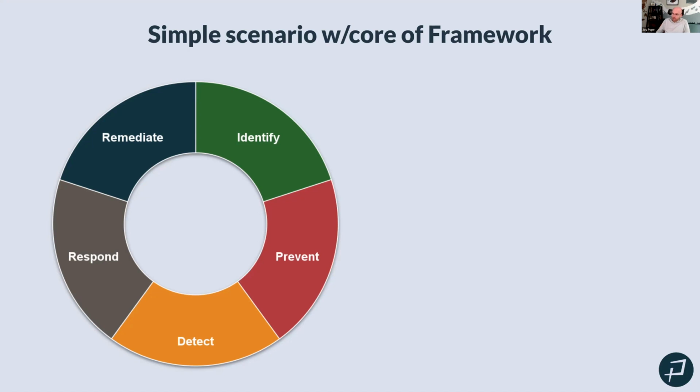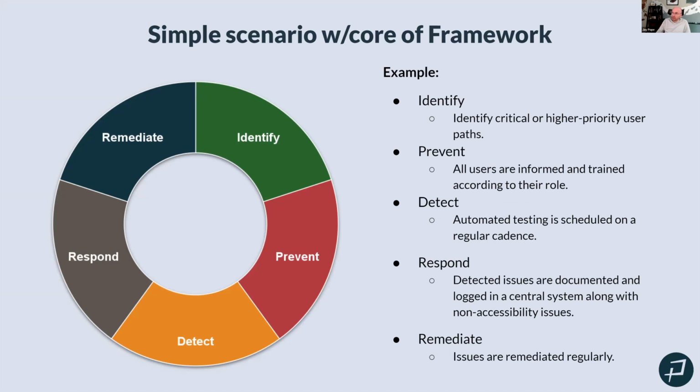So we have our 5 core functions of identify, prevent, detect, respond, and remediate. And we went through and picked one outcome from each. So for identify, the one outcome we picked to focus on is identify critical or higher priority user paths. So we're going to think through, like for an e-commerce site, we want to make sure that they can buy something, they can add something to the cart and buy it. That's probably our critical flow, our number one typically on e-commerce. And maybe in higher ed, depending on which user we're looking at, there could be different ones, but make sure they can apply.